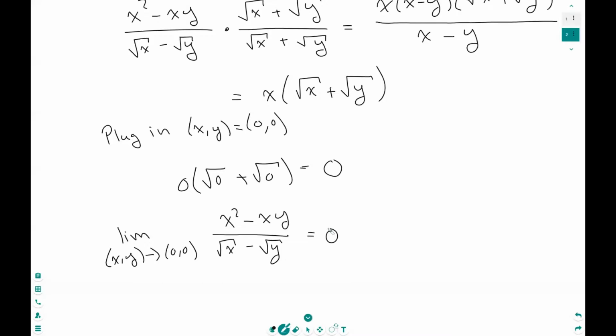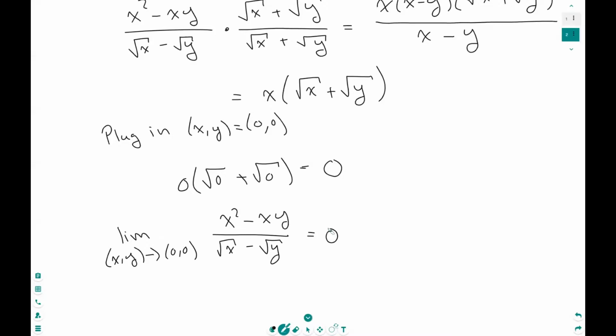This is how the function approaches. And a cool thing about this is it approaches 0 from any path that you can take towards 0, 0, the limit along that path will be 0. That's pretty cool.